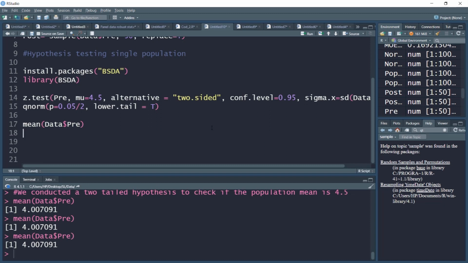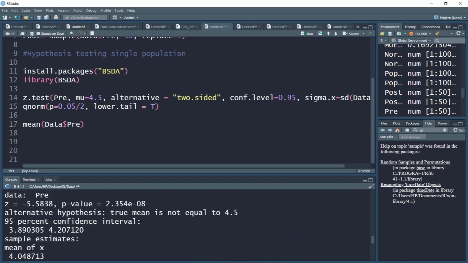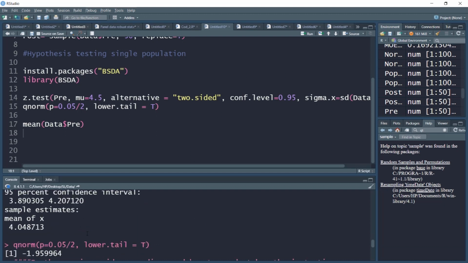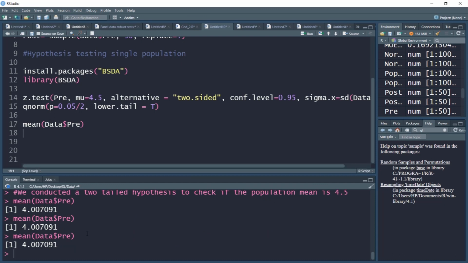Also notice that we chose a significance level of 5%. That means a type 1 error probability of 5%. That is 5% chance that we can reject the null incorrectly. Also notice that z value was negative. If you remember, the z value that we computed was minus 5.58, indicating that pre-sample mean may be much less than 4.5, which is also confirmed by the mean value of data$pre, original data pre-variable here.